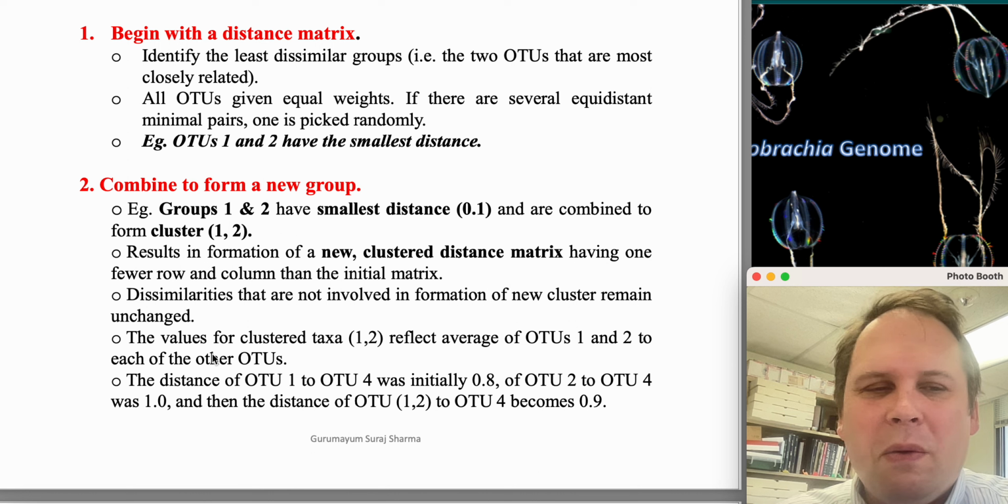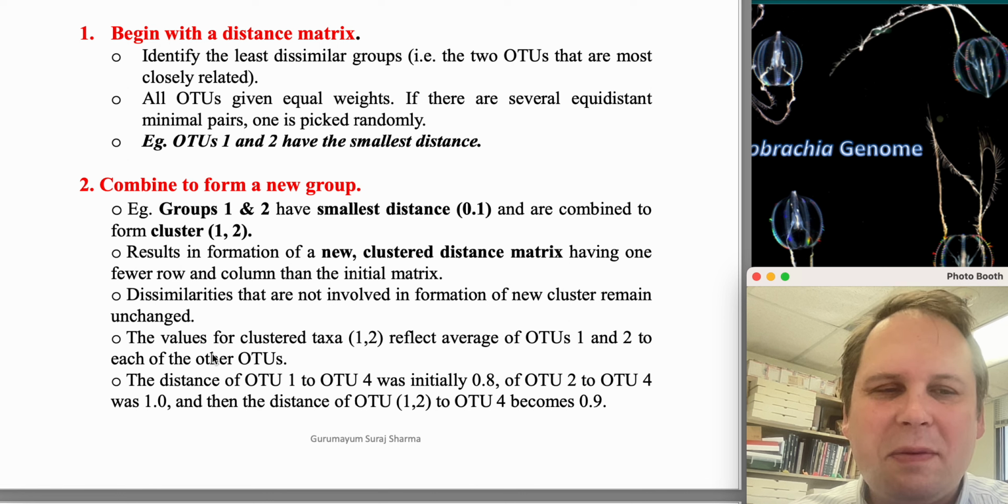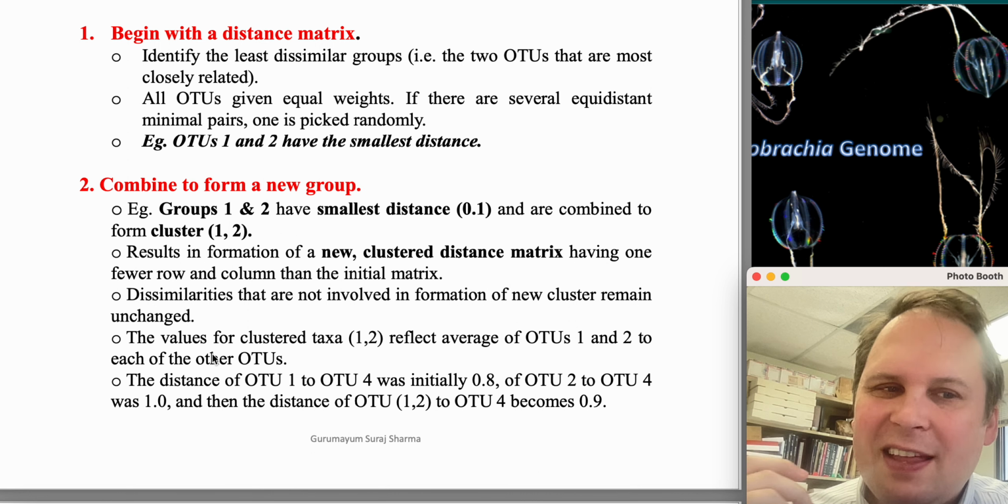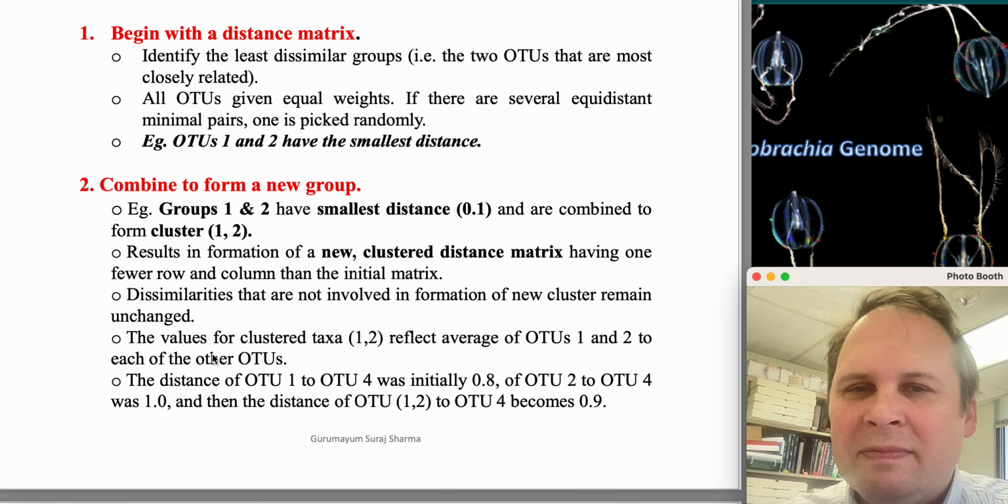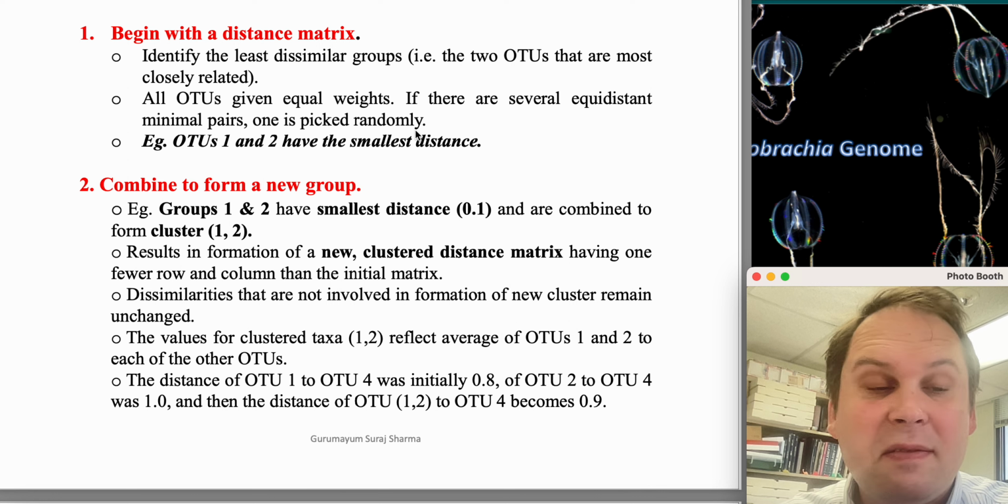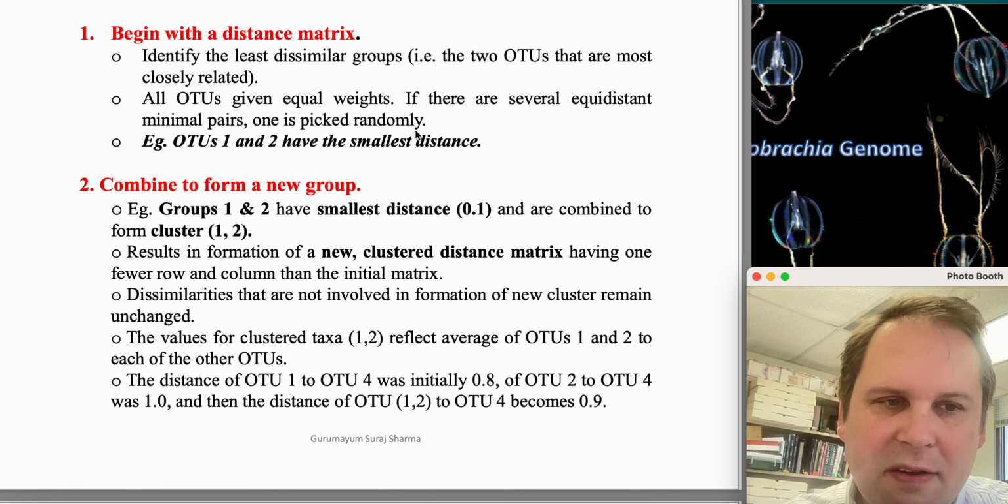Let's see. We're going to identify the groups with the smallest distance between them. So that's what it means here when it says the least dissimilar. It seems like a double negative, but least dissimilar groups means the most similar. But we're not looking at similarity. We're looking at differences, and we're looking for the smallest difference. You get to the same place, but we're being precise about the method that we're using. And then if there are several that are equally distant, UPGMA will pick one at random. And then it can refine that later.